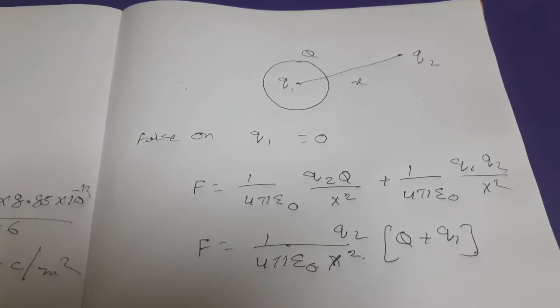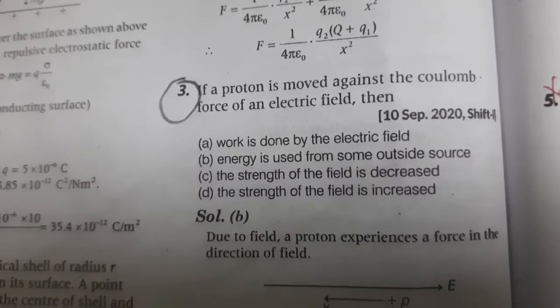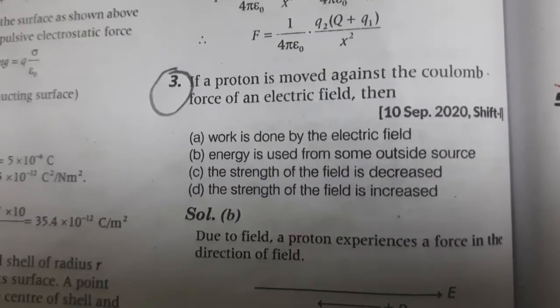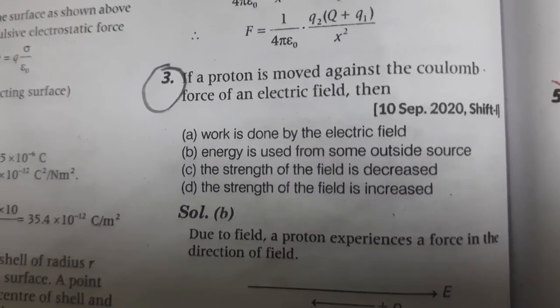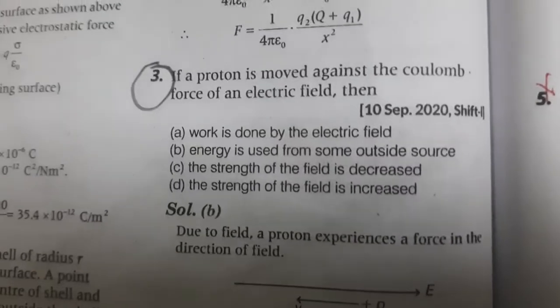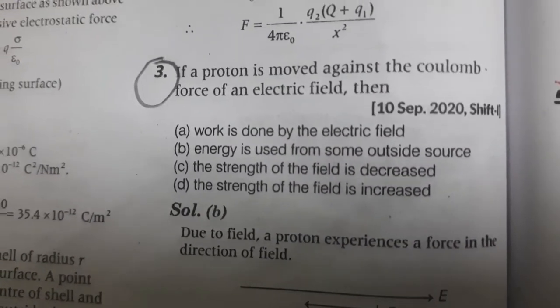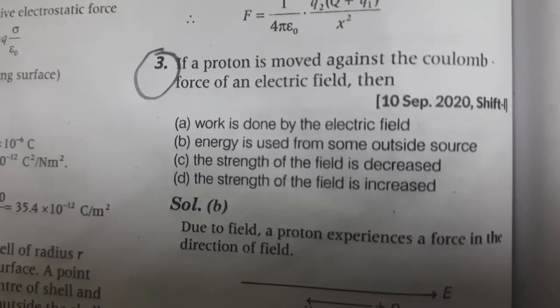Then our third problem. This is a theoretical question only. Look here. A proton is moved against the Coulomb force of an electric field. Then see, the first option is work is done by the electric field. The second option is energy is used from some outside source. The third is the strength of the field is decreased. The fourth is the strength of the field is increased.